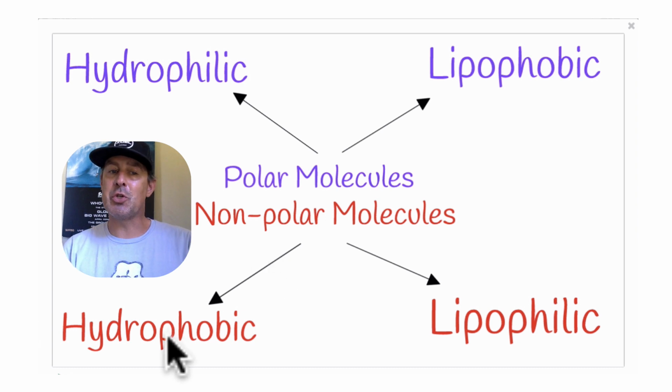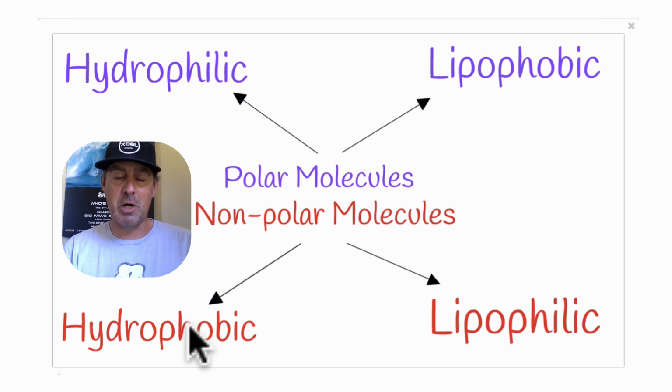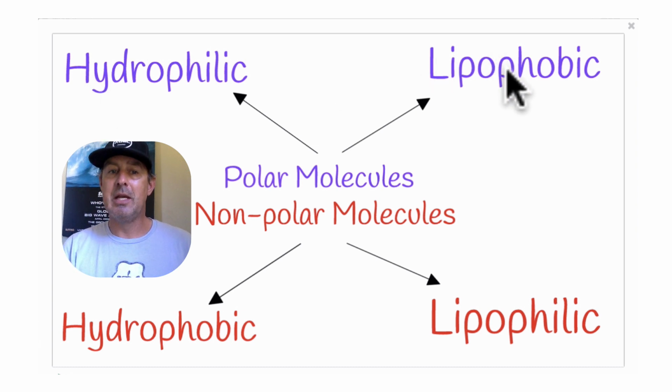Nonpolar molecules are also hydrophobic. They have a fear of water or a poor interaction with polar molecules. So if something is hydrophilic, they're going to be lipophobic. If a molecule is hydrophobic, they will also be lipophilic. And these characteristics are going to dictate how ions and molecules and cells interact with each other.